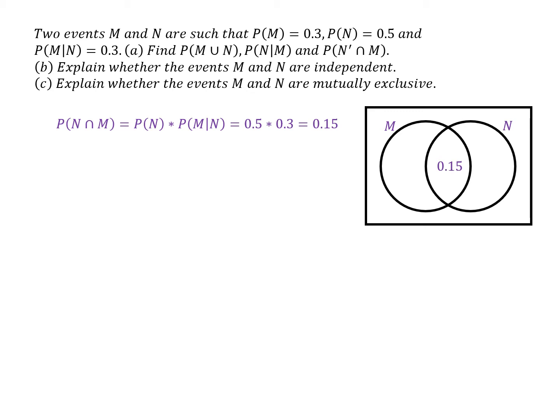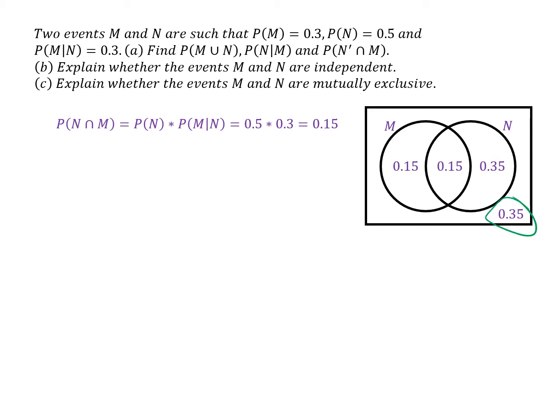Now we know also that the probability of M on its own is 0.3. So the whole of M is 0.3. Given that this bit here is 0.15, then the probability of the remaining section must be 0.15 also. The probability of N is 0.5. That's all of that. So we take off the 0.15 to give us 0.35 for that sector there. And then when we take all of those numbers away from 1, we find 0.35 here too.